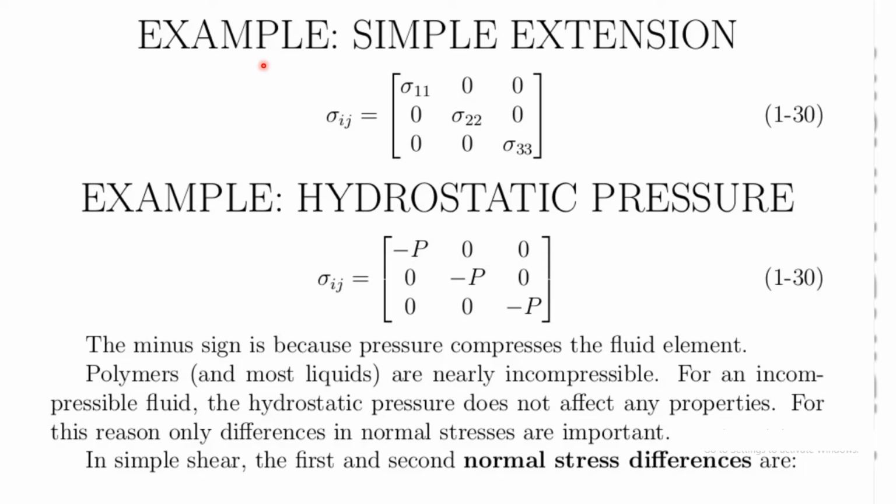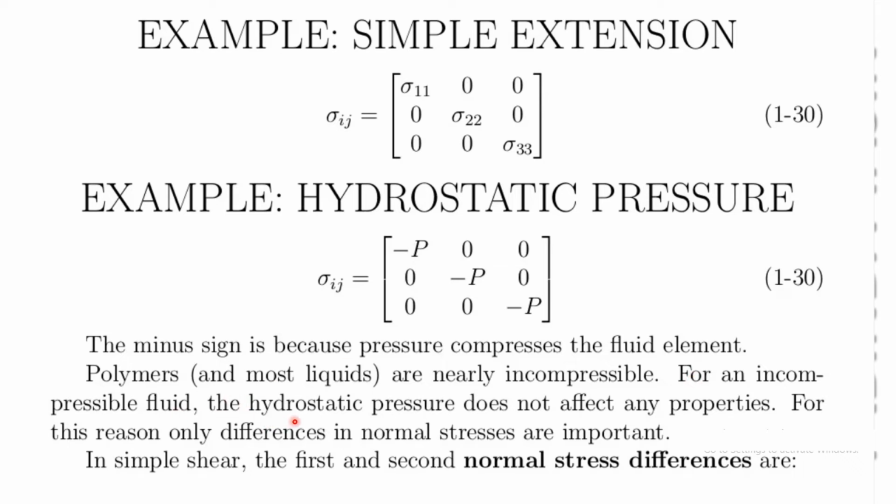Now we have an example of a simple extension, that sigma ij is equal to the matrix sigma 11, 0, 0; 0, sigma 22, 0; 0, 0, sigma 33. That is equation number 30. Now for the example of hydrostatic pressure, we write for sigma 11 minus p, for sigma 22 minus p, and sigma 33 minus p. The minus sign is because pressure compresses the fluid element.